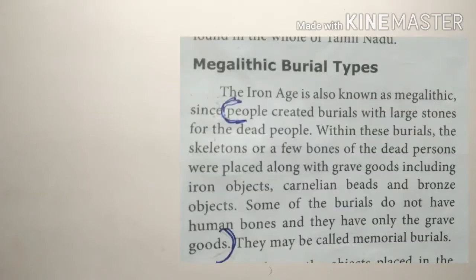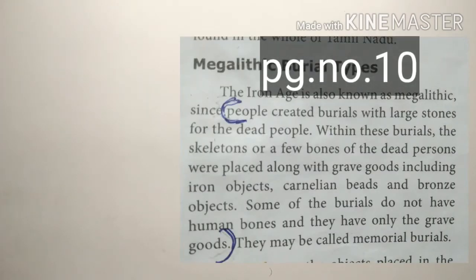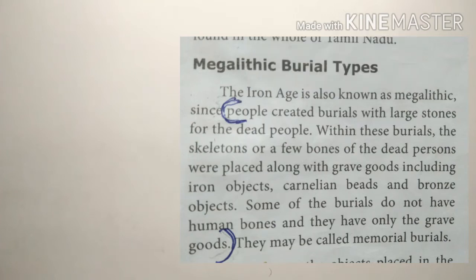Okay. Next, question number 3. Answer is in page number 10. See under the heading megalithic burial types. Come to the second line. People created, P capital letter, people created burials with large stones up to, see the last line, first word, goats. That is bones, and they have only the grave goats.